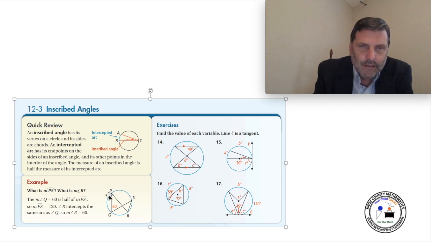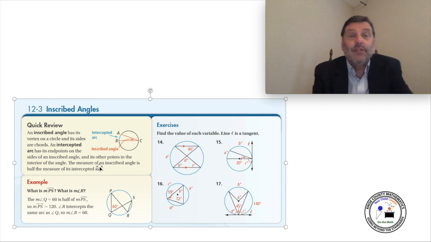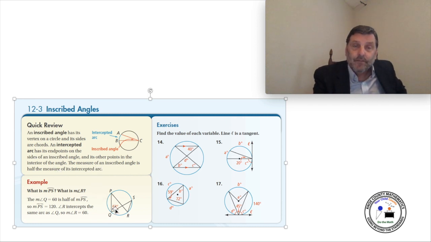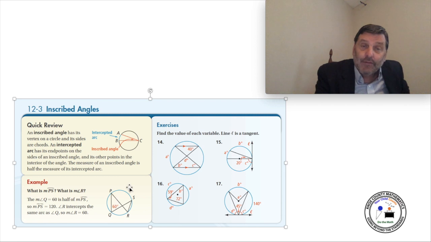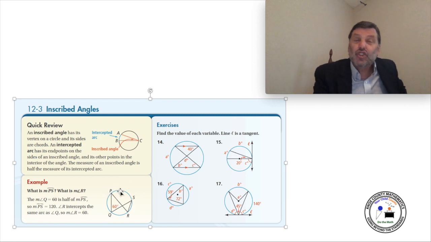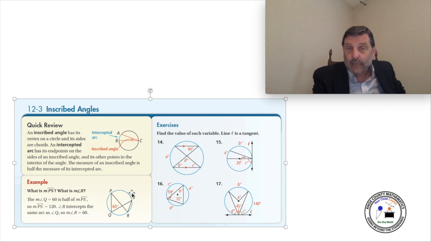What is that? Well, and then what is the measure of angle R? Well, let's look at this. Notice what PS is. PS is an intercepted arc formed by this angle PQS. And PQS is 60. The measure of the intercepted angle is half the arc. So if that's 60, the arc is twice the angle, that must mean that has to be 120.